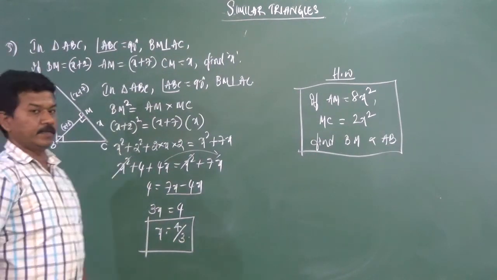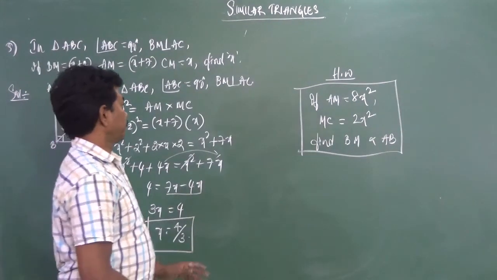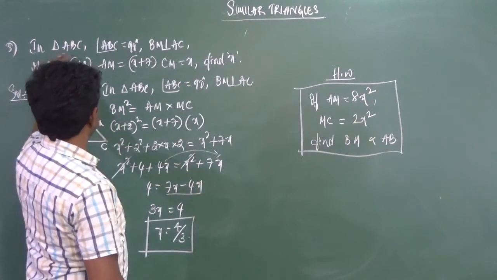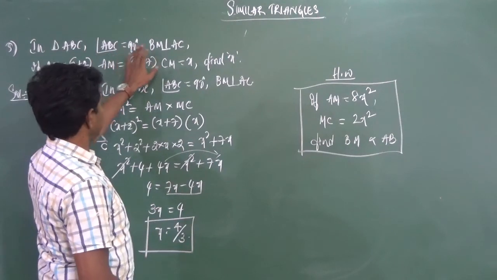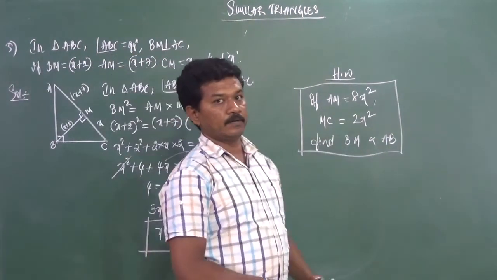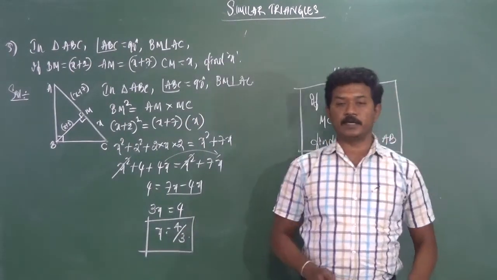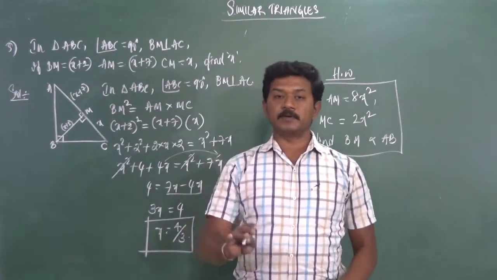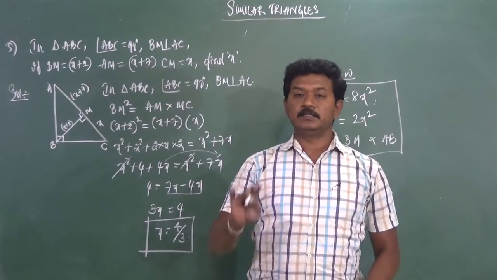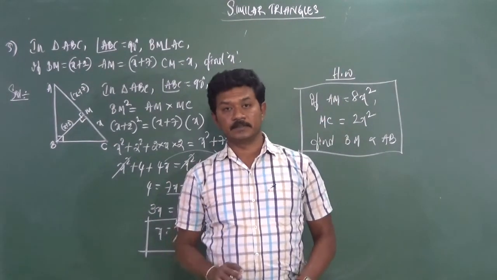So this is a very important 1 mark question which comes in your examination. So for the same figure, that is in triangle ABC, angle ABC is 90 and BM perpendicular to AC, please solve this problem as homework. Right? So I hope you enjoyed the entire session today. All these problems are just for 1 mark. Just remember the corollaries which are very, very important.